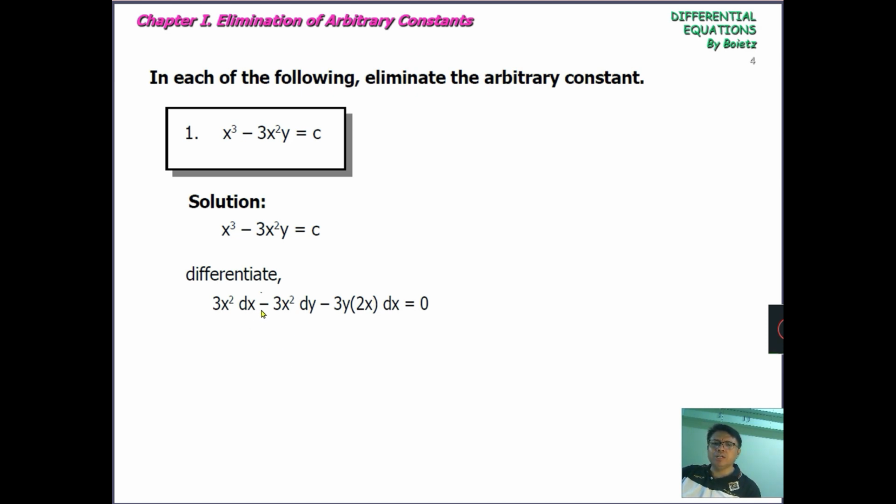So, let's simplify this one. Okay? So, 3x squared dx. 3x squared, I think, i-multiply lang natin to this will become 6xy dx. Then, ito yung 3x squared dy. Then, I think we can still simplify. If we will divide this by 3x, so ang matitira na lang dito ay x dx.